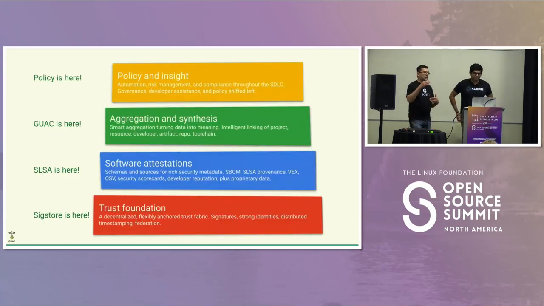As a positioning compared to other software solutions in the supply chain stack, GUAC is at the green level. At the red level, at the base, we have the trust foundation, starting with reflections on trusting trust and trust but verify. We have Sigstore. Then on top of that, we have attestations: SLSA, SBOM, VEX, and so on. Then from the other end, you have policies. But instead of basing the policies directly on the attestations, it's better to base them on some aggregation and synthesis layer. And this is where GUAC comes in.